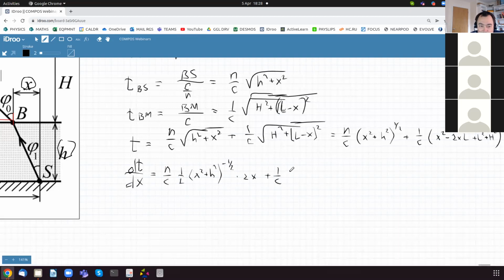Then again, the derivative of the outside function, a half, x squared minus 2xL plus L squared plus H squared, to the power minus a half, and multiplied by the derivative of the inside function, which is 2x minus 2L. Right, and this must equal 0.